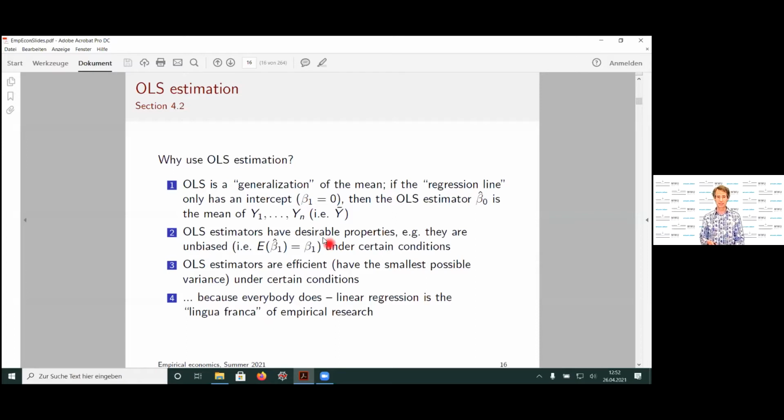What's even better is they are efficient. So they have the smallest possible variance under certain conditions. What does that mean? Well, we will see later on that our estimator is a random variable. So it might happen that the estimate we get is larger than the true value or smaller than the true value. But we want our estimation procedure to work in such a way that we are as close as possible to the true value. And luckily, OLS estimators have this property.